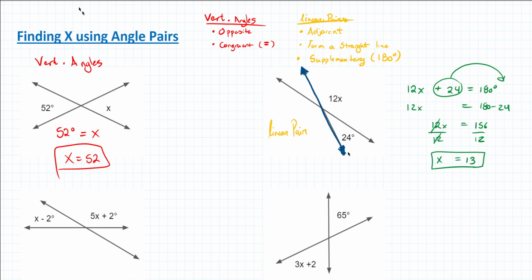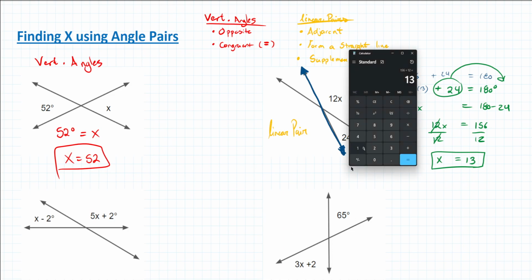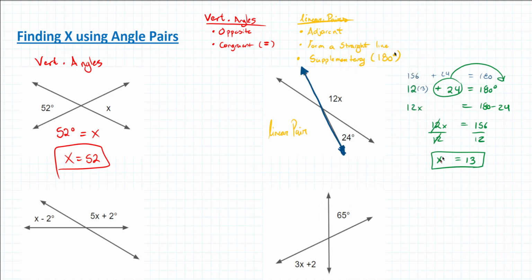X equals 13. Don't believe it? Plug it back in, double check. Does 12 times 13 plus 24 equal 180? Let's find out. 12 times 13 is 156, right? We just did that, 156, plus 24. Does 156 plus 24 equal 180? 156 plus 24, 180. Boom. Cool. So, linear pair, x equals 13.